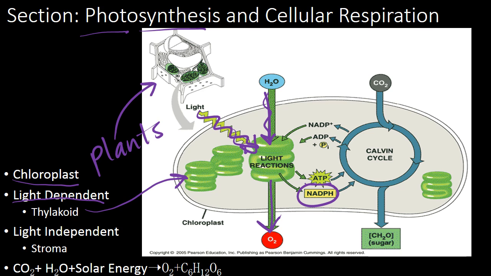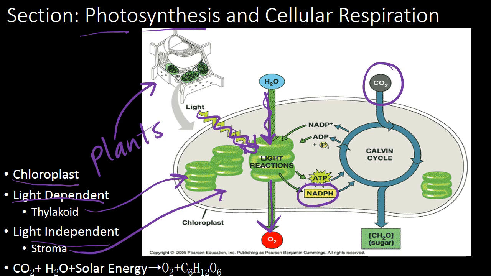Alrighty, the second part of photosynthesis is light independent. I don't need light. Where does this occur? This occurs in the empty space of the chloroplast called the stroma. So the empty space that's not a thylakoid, called the stroma, is where this process happens. What do I do in this process?